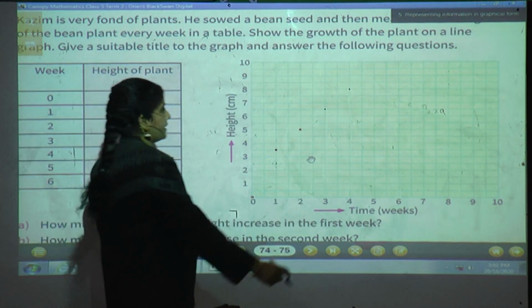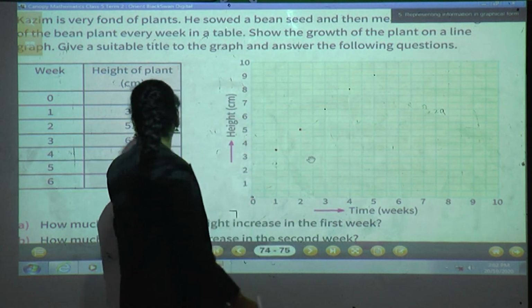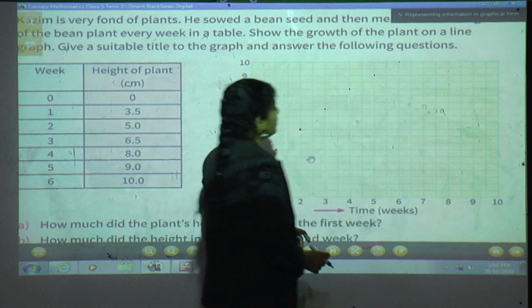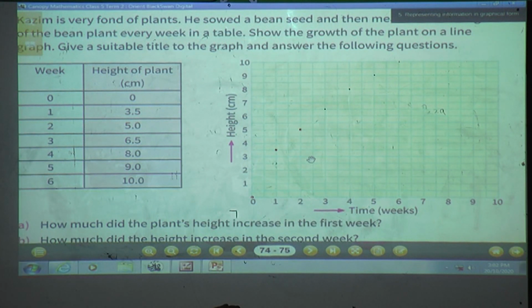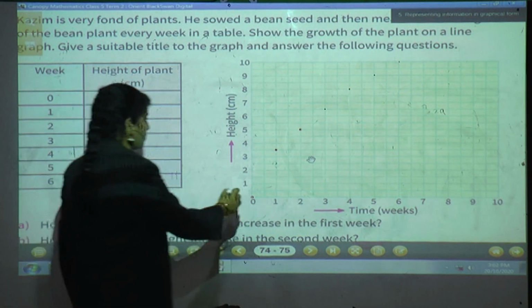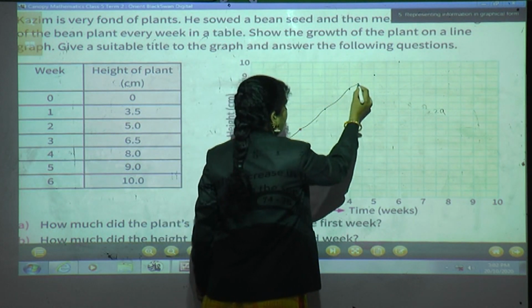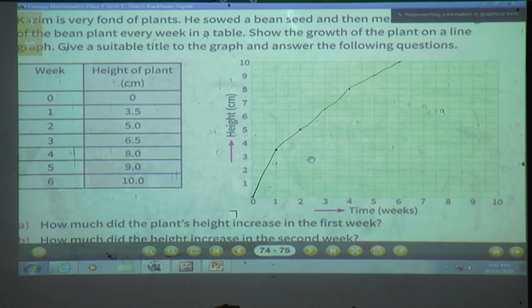Fifth week 9 centimeter here, and in the sixth week 10 centimeter here. So just here what to do, you have to join the dots. So join the dots. So this is a line graph. Okay, understood all of you? Now answer the questions. Here, how much did the plant's height increase in the first week?